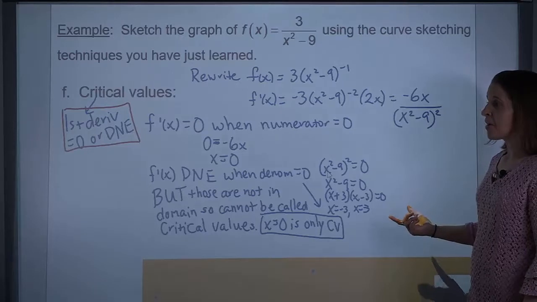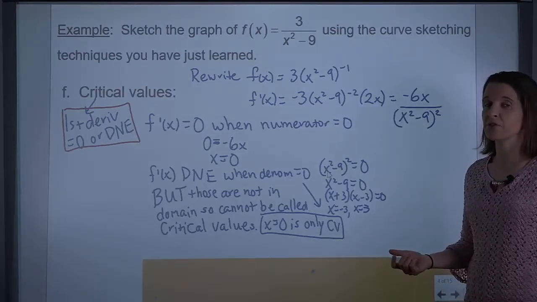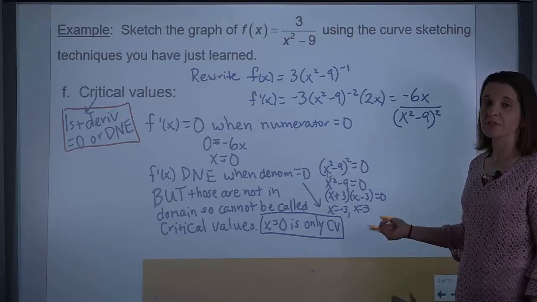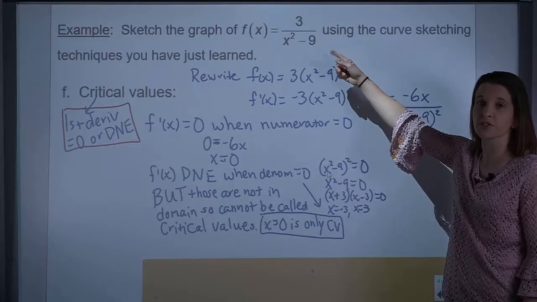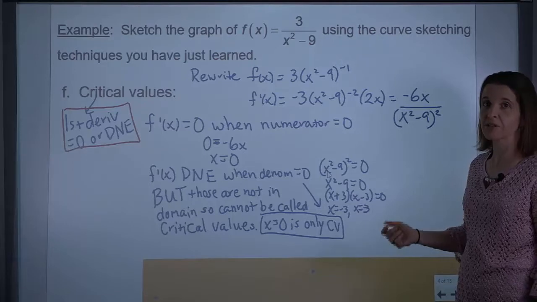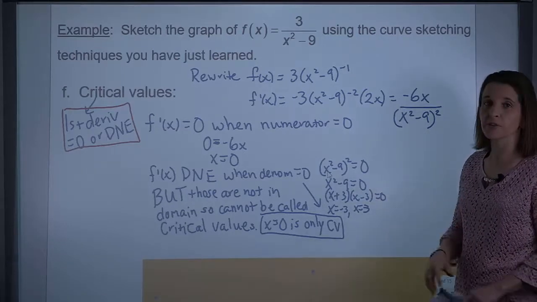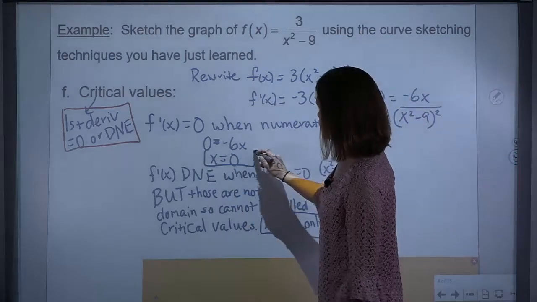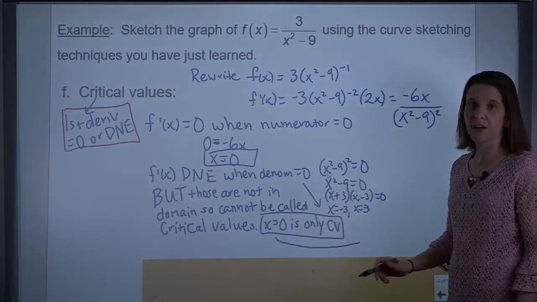Well, remember, though, I cannot call something a critical value if it's not in the domain of the original function. And it's not. That's why we check domain first. 3 and negative 3 are not in the domain of the original function either, because in the original function, they also cause division by 0. So I cannot call those critical values. I will still look at them on my table, though. So the only critical value I have is this x equals 0.